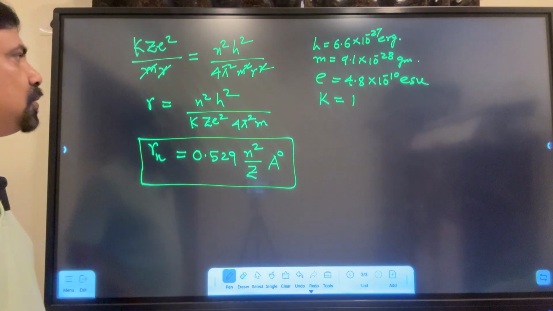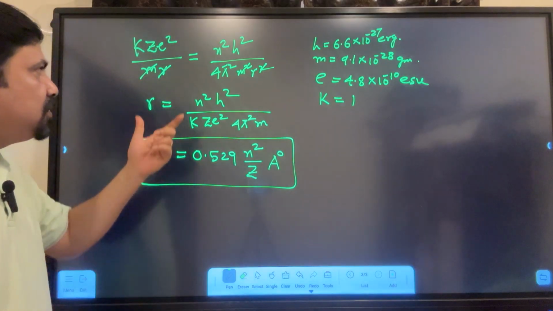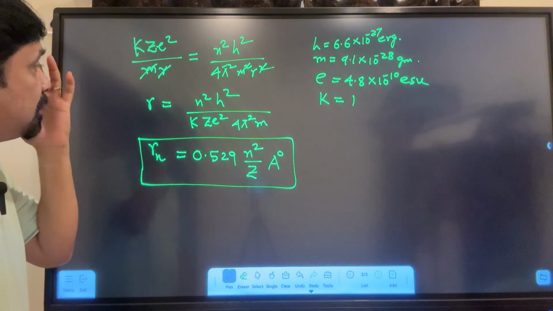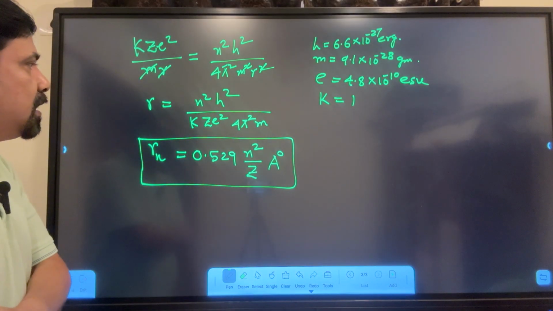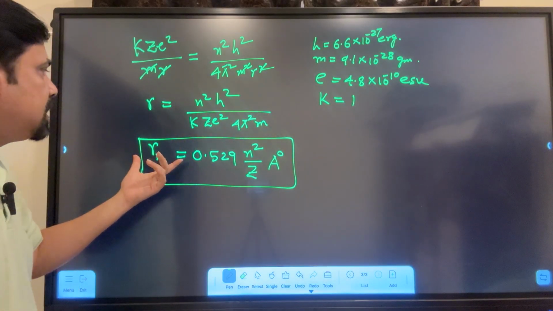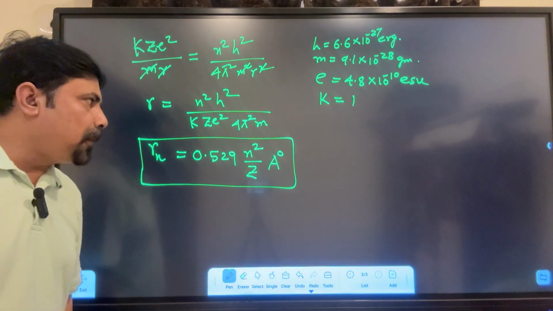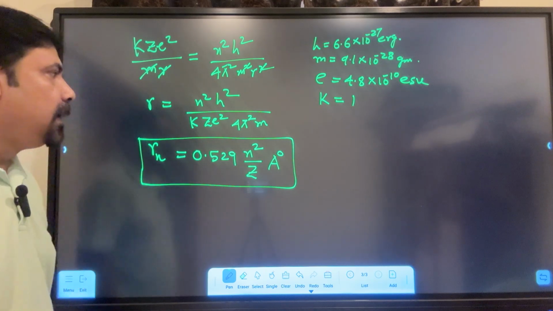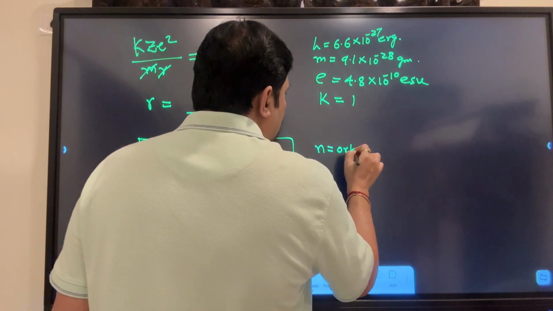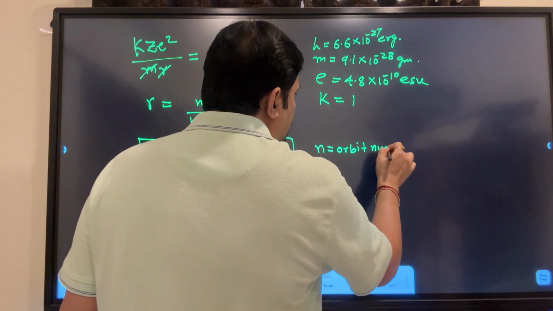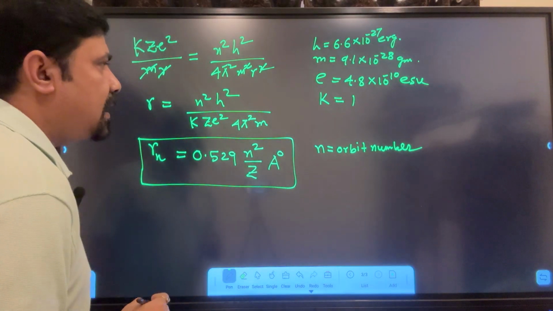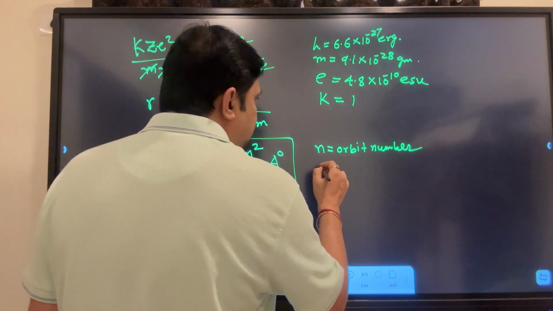From this equation we will do the magic. Looking at n square by Z, all the other parts are constant terms, that is k, e square, 4 pi square m, and when you put in that value, the equation reduces to 0.529 n square by Z. Now what is n? n is the orbit number; later we can explain that this is the principal quantum number.